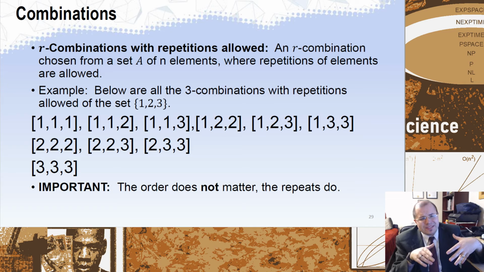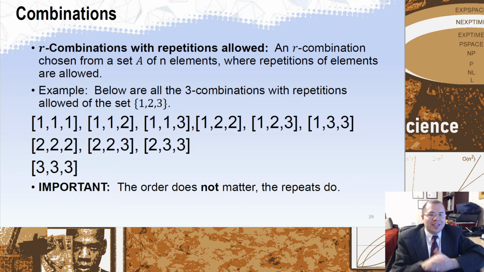So an R combination chosen from a set of n elements where repetitions of elements are allowed, that's what we're going to call an R combination with repetitions allowed. I find this definition a little hard to follow at first, so I'm going to do an example. Keep in mind, I have a set A, and I need to have R elements chosen from the set A, but I'm allowed to repeat the elements from A. So I'm going to consider 3 combinations with repetitions allowed for the following set. If I give you a set with 1, 2, and 3 in it, a 3 combination should consist of 3 elements, and I'm allowing them to repeat.